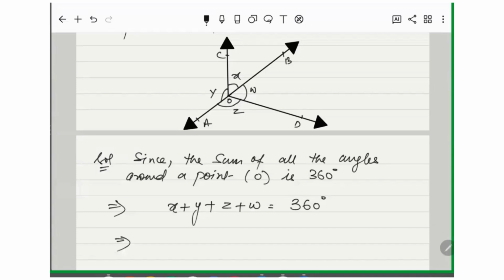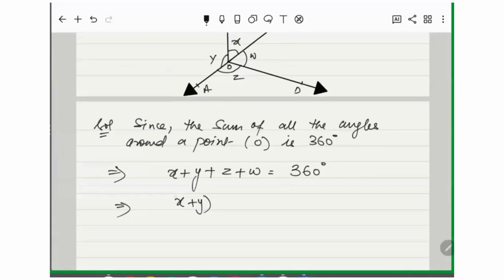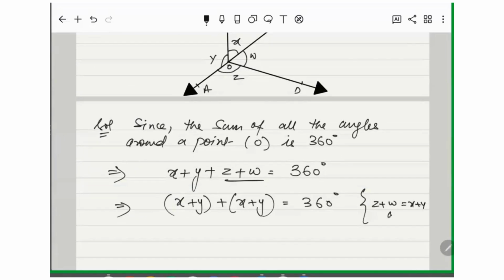Now, x plus y and z plus w are equal. It is given there. X plus y is equal to z plus w, right? So can I write x plus y plus, instead of z plus w, x plus y again, because both are the same? This is equal to 360 degrees. And why are we writing this? Because z plus w is equal to x plus y. This is given in the question, right?